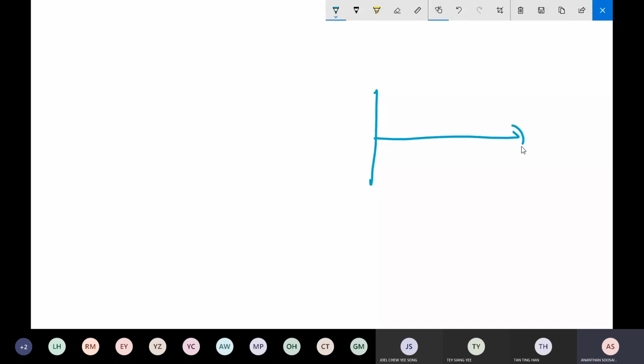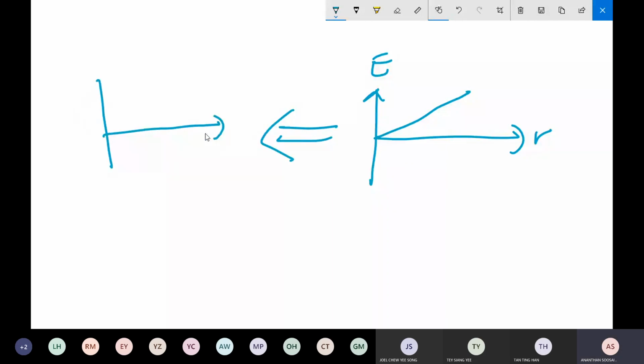Okay, I give you the electric field strength first. It's a straight line, like this. So how does your electric potential graph look like? It's a curve. So you have 4 types of curve: going up, going down like this, or going down like this. So which one? 1, 2, 3, 4. So how do you do that?